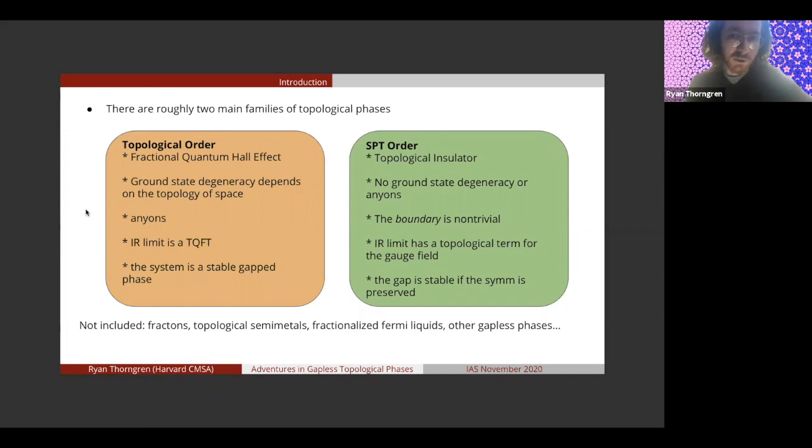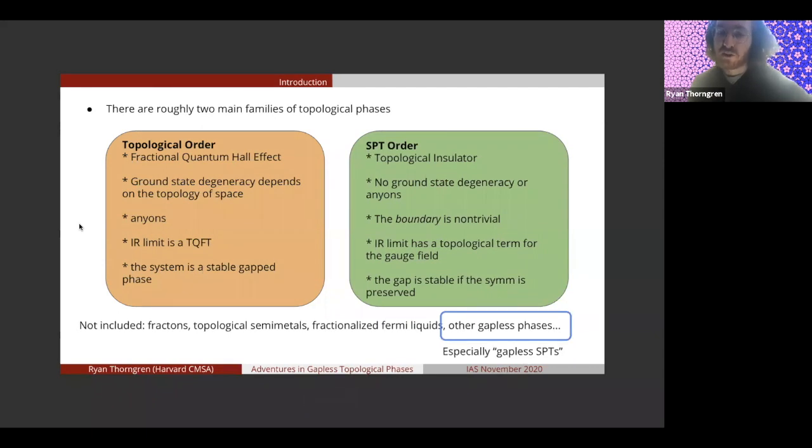So not included in these two families are a bunch of interesting things, such as fractons that Nadia has actually done a bunch of work on recently. And there's also topological semi-metals like Dirac and Weyl semi-metals. There are fractionalized Fermi liquids that mix characteristics of Fermi liquids with deconfined gauge theories, like discrete gauge theories, Z2 gauge theory. And then there are other gapless phases.